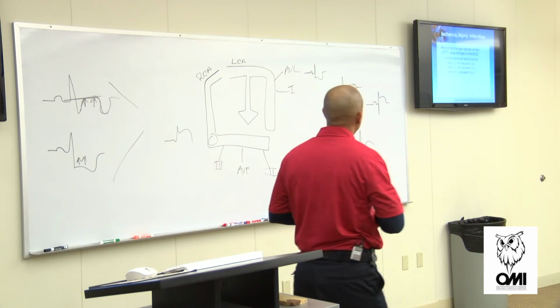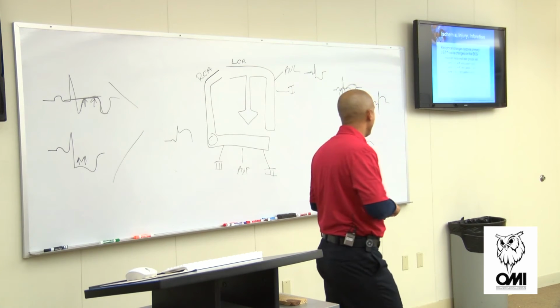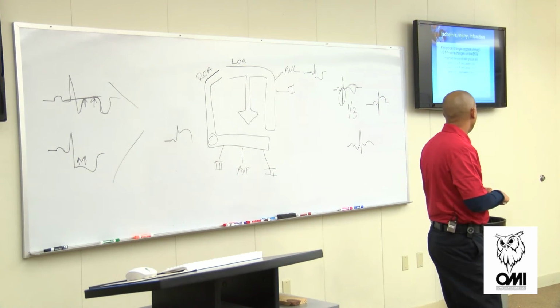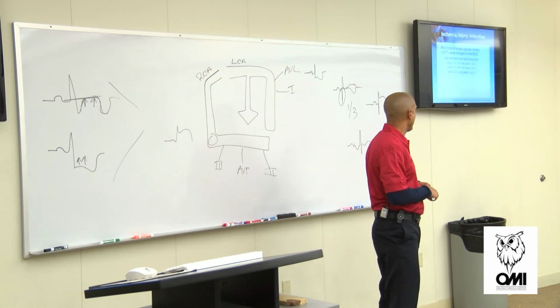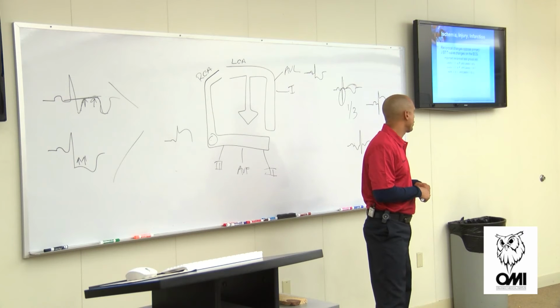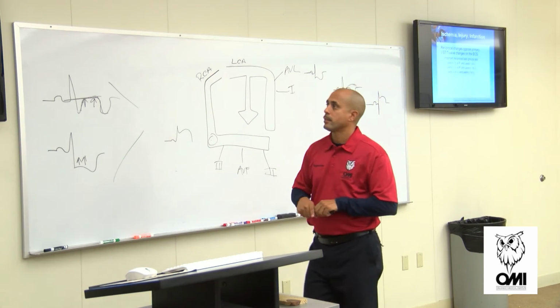All right, we talked about reciprocal changes. So if I have elevation in 2, 3, aVF, lead 1 and aVR should have reciprocal changes. If I have elevation in 2, 3, aVF, I could also have reciprocal changes in 1 through 3 and so on, which we just talked about. All right.